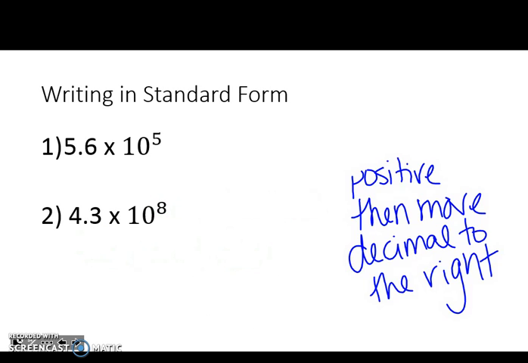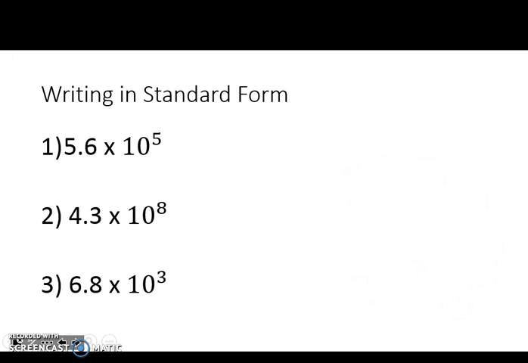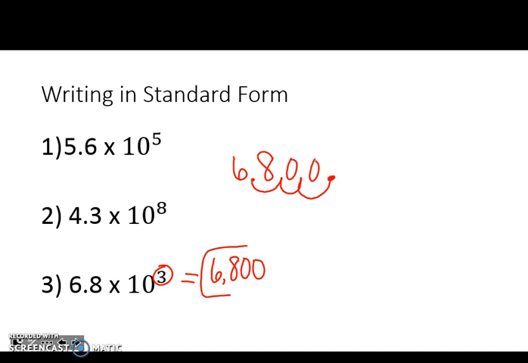All right, I'm going to put another one up here, and I want you to pause the video for a second and try it on your own. All right, so we take the leading coefficient of 6.8, and then our exponent tells us we need 3 loop-de-loops. 1, 2, 3. So 6.8 times 10 to the 3rd is the same as 6,800. So this would be our final answer. So that's how you take a number from scientific notation and write it into standard form.